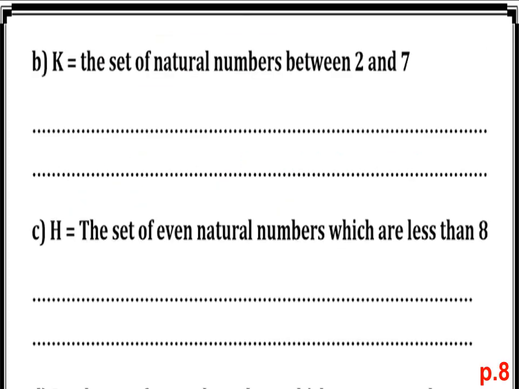In letter B, the set of k equals the set of natural numbers between 2 and 7. So k equals, and here we have the natural numbers between 2 and 7. So we have 3, 4, 5 and 6. We cannot write 2 or 7. We are going to write starting from 3, 4, 5 and stop at 6.